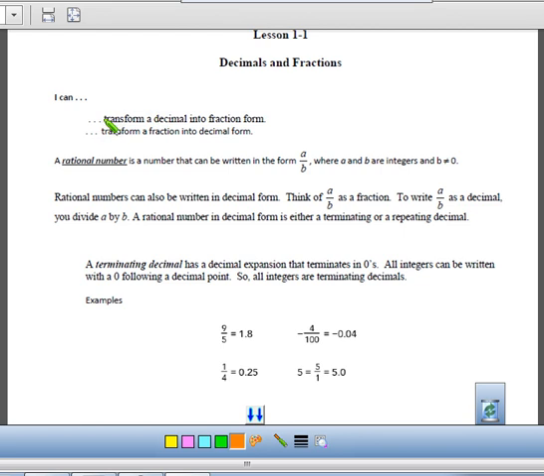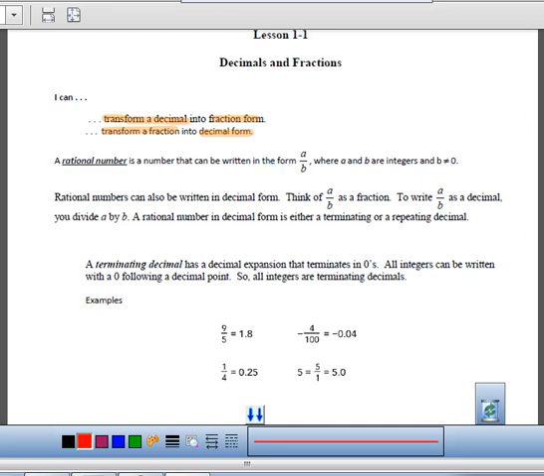I can transform a decimal into fraction form, so we'll be converting decimals to fractions. And then I can transform a fraction into decimal form. So take fractions and turn them into decimals. Decimals to fractions, fractions to decimals. Alright? And I bet some of you have had plenty of experience with that. So this should be almost like review for you. But again, we'll be dealing with much more complicated forms.